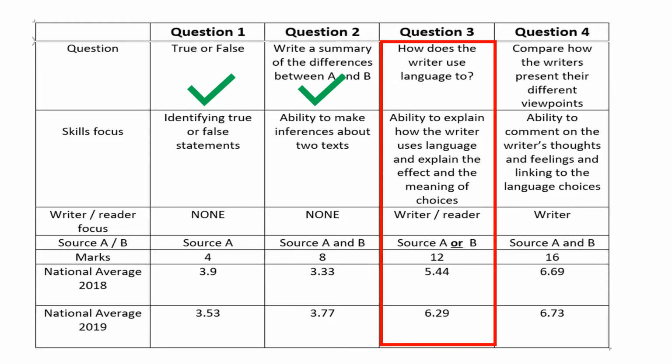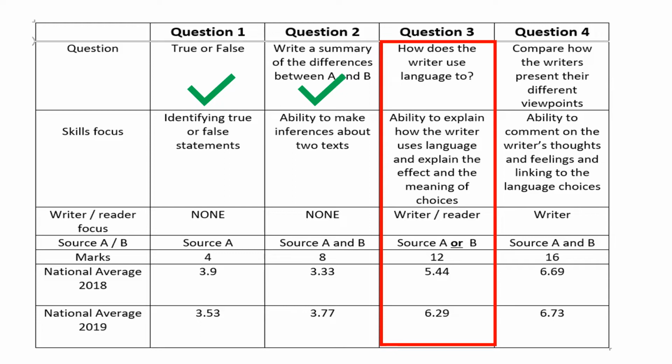So if we have a look, what is it looking for us to do? It's looking for us to explain how the writer uses language and explain the effect and some of the choices behind it. Now it's expecting us to talk about the reader and writer. It could be either source A or B. So what the examiner will do is choose the text that's got quite a lot of techniques and interesting words, rather than it automatically being A or B. There are 12 marks available for this question.